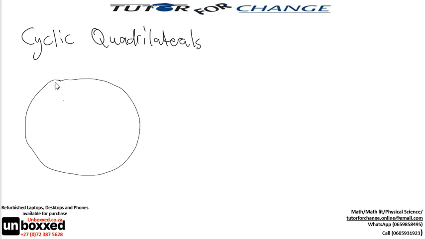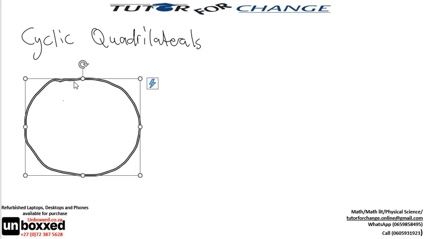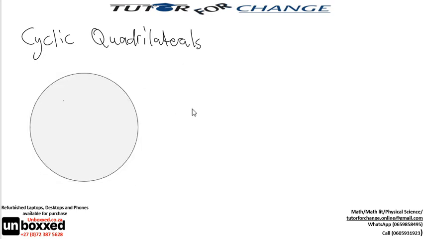In order for us to have a cyclic quad, we have to have 4 points that are touching the circumference of a circle, which means that we have a quadrilateral in a circle. That's why we call it a cyclic quad. So we have to have 4 points touching our circle.